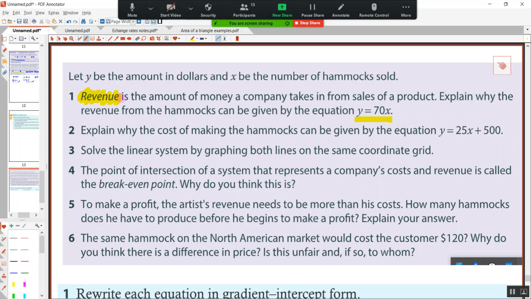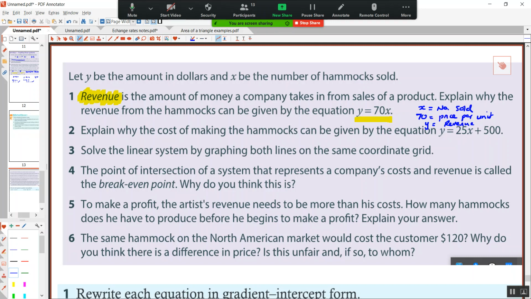Go on. X is the number of products that we sold, and 70 is the price, and Y is the revenue. Okay, so x is the number sold, 70 is the price per unit, and y is, sorry, what did you say? The revenue, yeah. So obviously the more I sell, the more revenue I get.